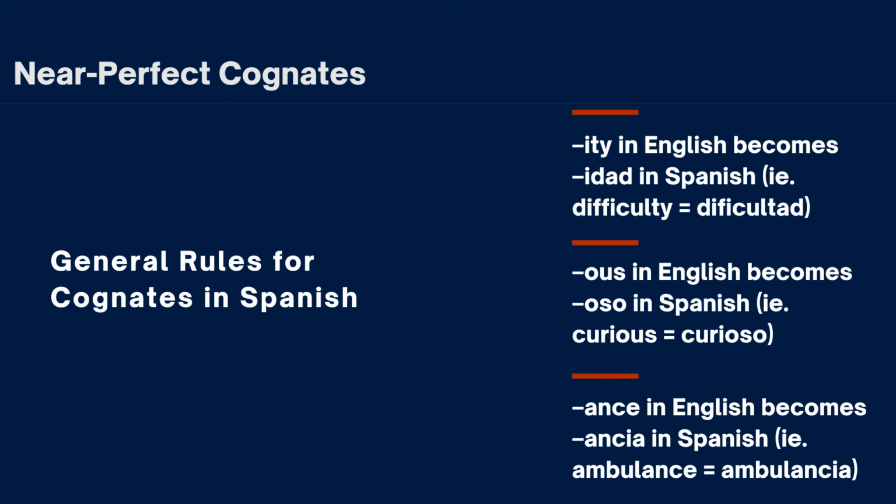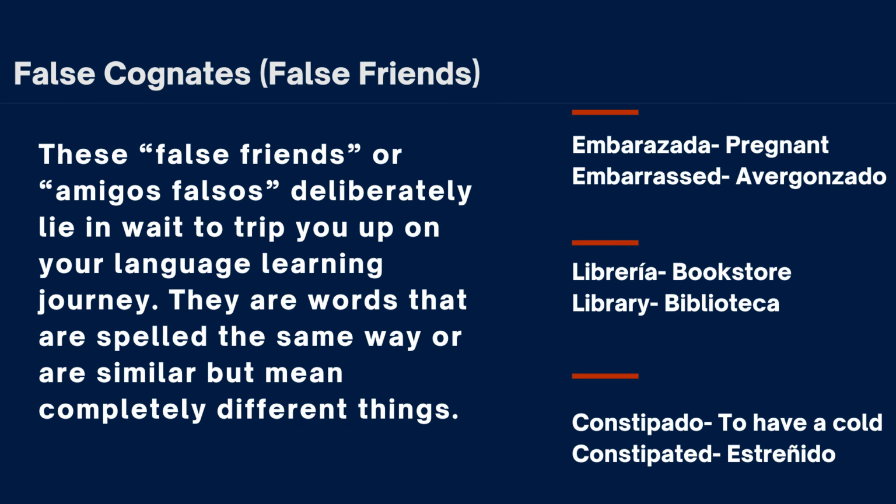However, they must also be cautious, as there are some words which are very similar in both languages but mean entirely different things. These words are called false cognates or false friends. These false friends, or amigos falsos, deliberately lie in wait to trip you up on your language learning journey. They are words that are spelled the same or are similar but mean completely different things. For example, the false friend embarazada, which doesn't mean embarrassed, but pregnant.